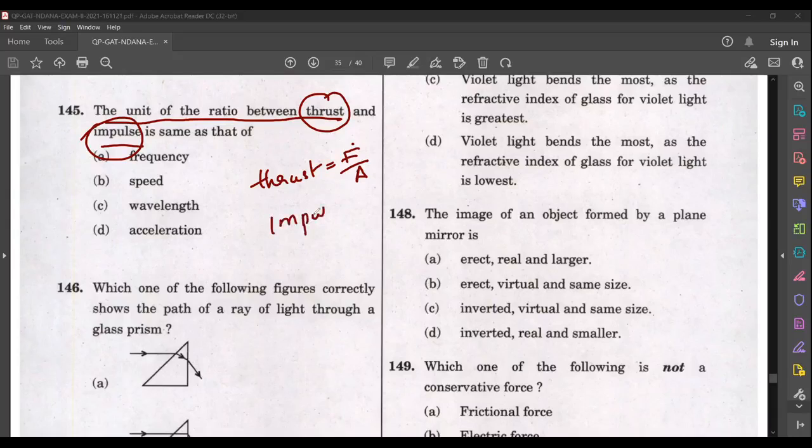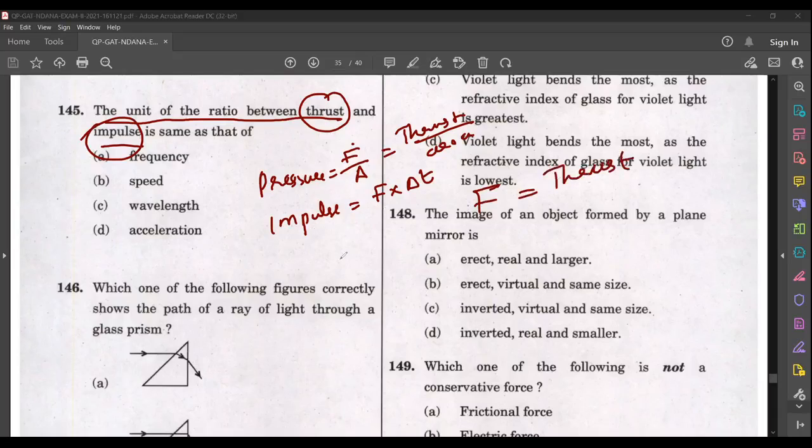Impulse is force into delta T, isn't it? Force into delta T. Okay. So here pressure is equal to force by area, that is same as thrust by area, isn't it? Remember this relation? Okay. So from this, what we can write? We can write force is equal to thrust, isn't it?